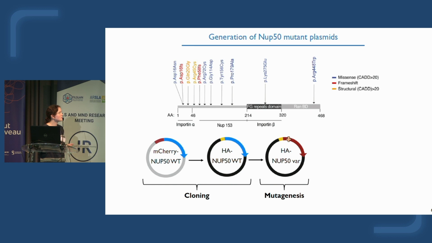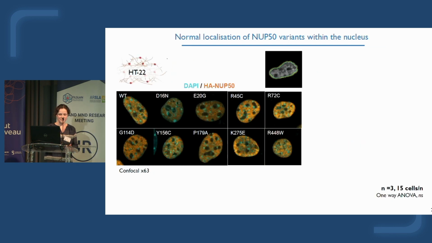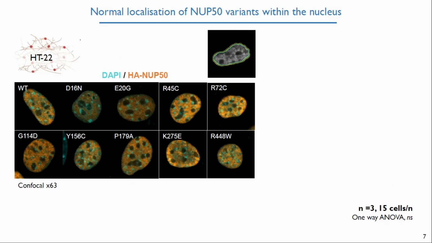And we have generated multiple NUP50 mutant plasmids, all tagged with an HA tag. And I'll first talk about their localization. So we used the HT22 cell line, which is a murine hippocampal-like cell line, to look at the localization of NUP50 within the nucleus. NUP50 is actually one of the nucleoporins that is not only at the nuclear pore, but shuttles between the nucleoplasm and the nuclear pore. So that's why we also looked at its localization within the nucleus.